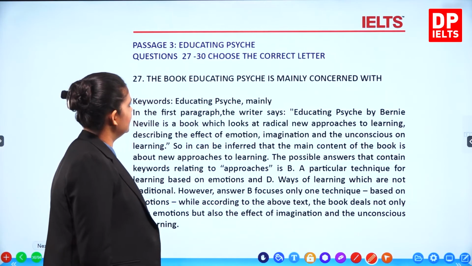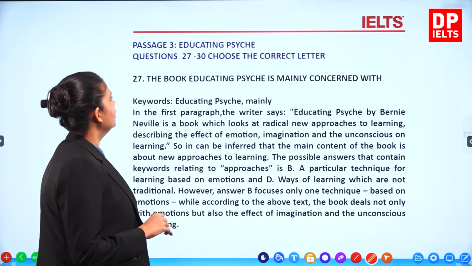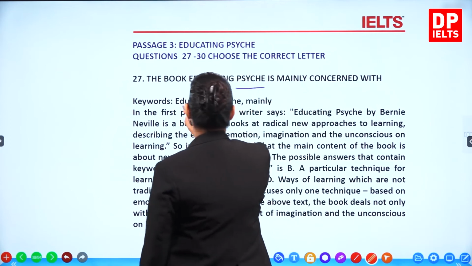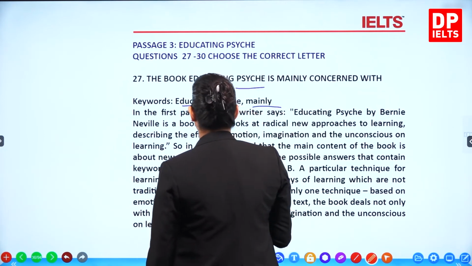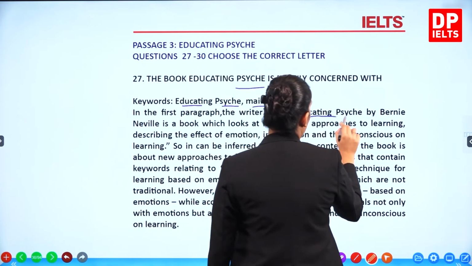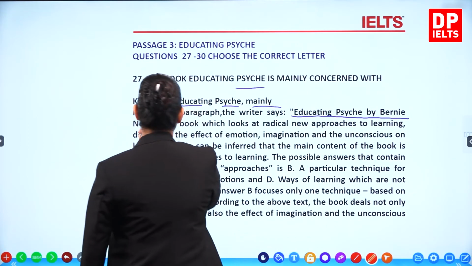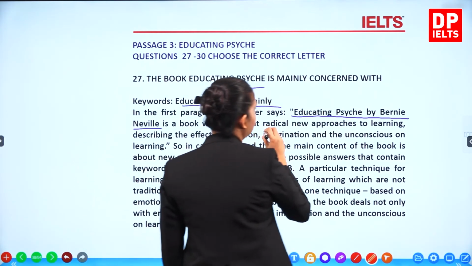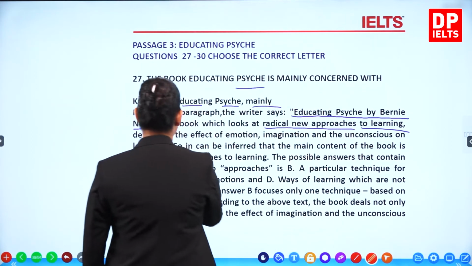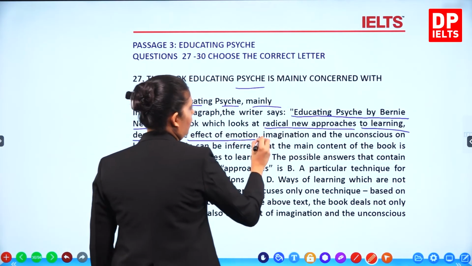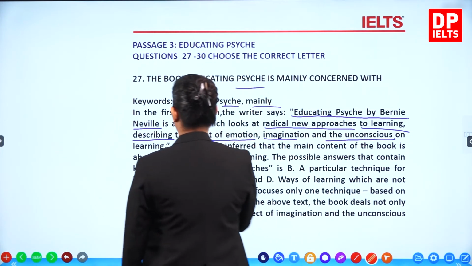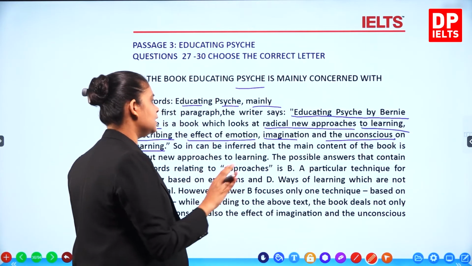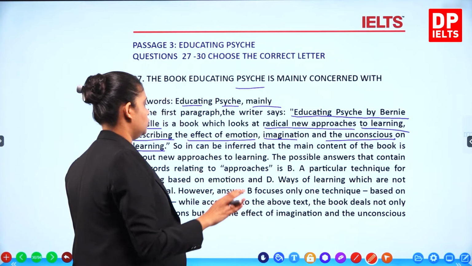Choose the correct letter. Question number 27. The book Educating Psyche is mainly concerned with, so educating psyche mainly, okay? In the first paragraph, the writer says, Educating Psyche by Bernie Neville is a book which looks at radical new approaches to learning, describing the effects of emotion, imagination, and unconscious on learning. So, it can be inferred that the main content of the book is about new approaches to learning.